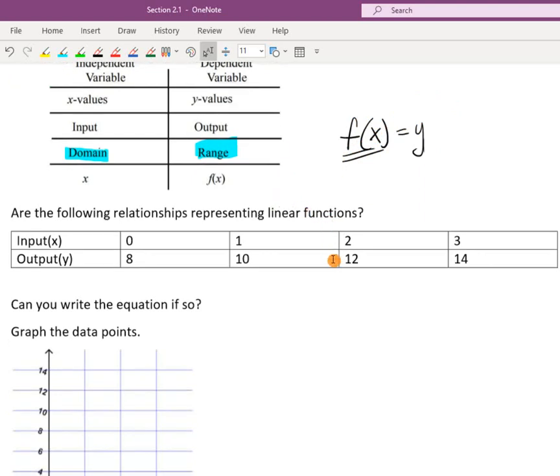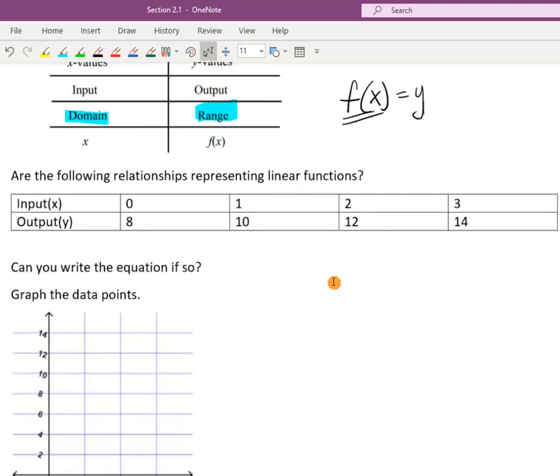It says, are the following relationships representing linear functions? Let's look at this. Input, output. So inputs are my x's and my outputs are my y's. You see these horizontally, but I like to look at them as vertical. So x's, and now this is my output of y or f of x maybe. What I'm going to look at here is x's are 0, 1, 2, and 3. Do those go by plus 1? Plus 1, plus 1. And that's what we're looking for. We want that constant increase.